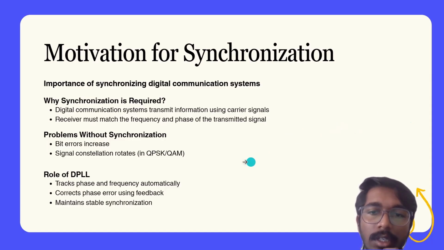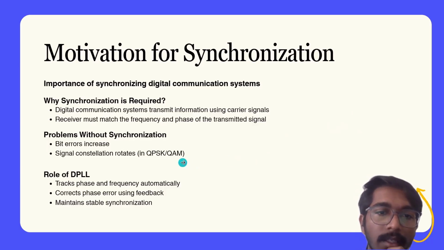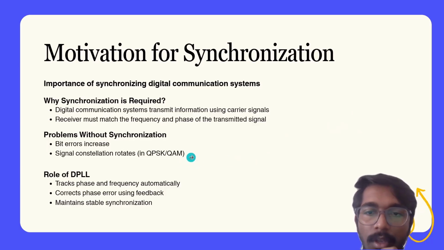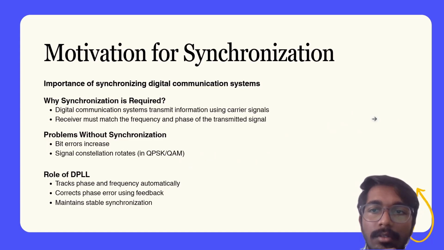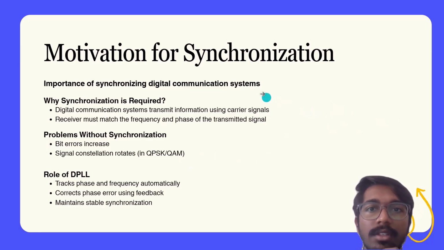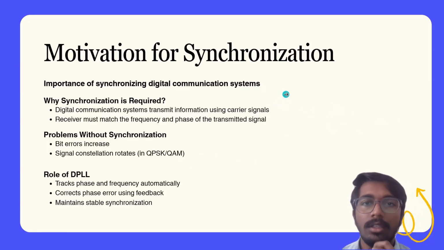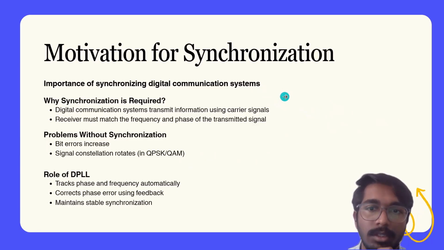If synchronization is not achieved, the constellation diagram rotates in systems like QPSK or QAM, leading to incorrect symbol detection and an increase in bit error rate. To solve this problem, we use a feedback system called digital phase locked loop, which continuously tracks and corrects phase and frequency errors. This is why synchronization is a fundamental requirement in modern communication systems.